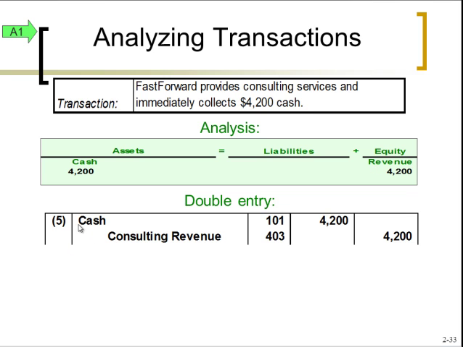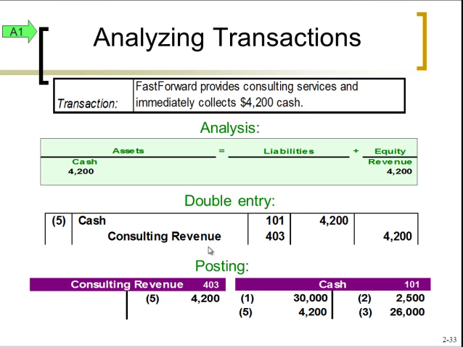So here we're debiting cash to increase that asset. We're crediting revenue to increase that revenue account. And again, we pull each piece into its respective T account on the respective side.